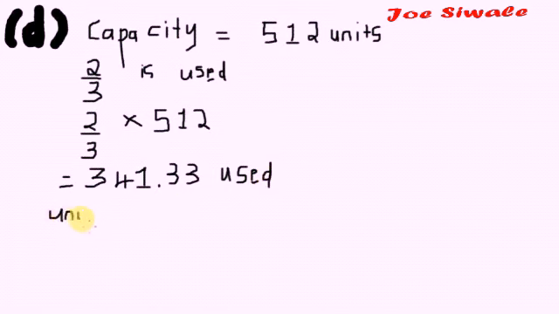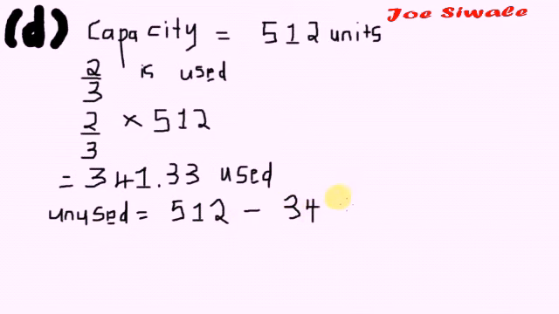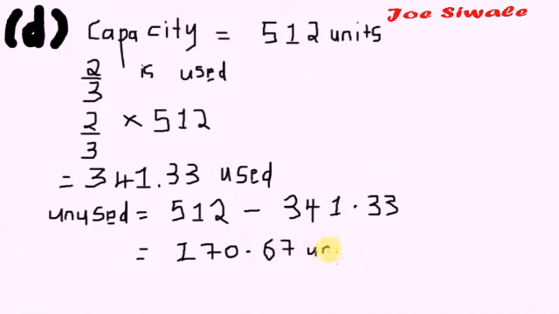And to find the unused capacity of the memory card, you just subtract 341.33 units from 512. So 512 minus 341.33, the answer is 170.67. So this is the unused capacity of the memory card.